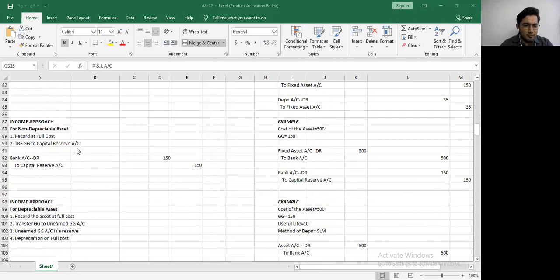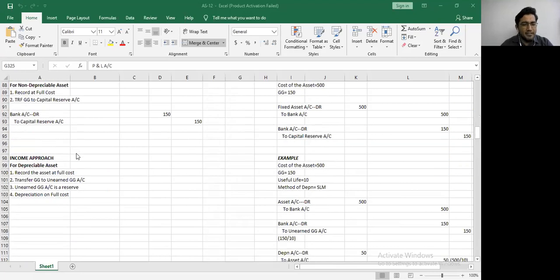Come to the income approach. Someone asked me to repeat the income approach, so please pay attention. In the income approach, if it is for a non-depreciable asset, you will record the asset at full cost. You will transfer the government grant to capital reserve account. So the journal entry will be bank account debit to capital reserve account.